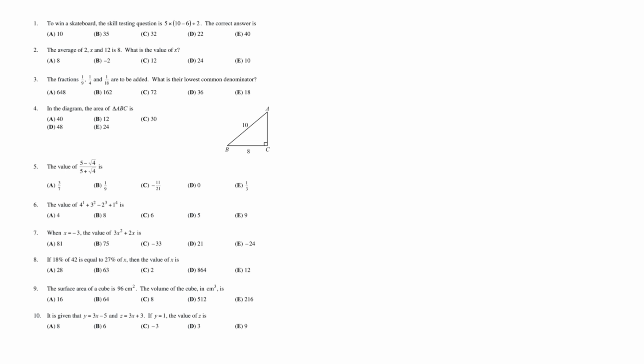Number 1. To win a skateboard, the skill testing question is 5 times 10 minus 6 divided by 2. The test point is the order of operations.